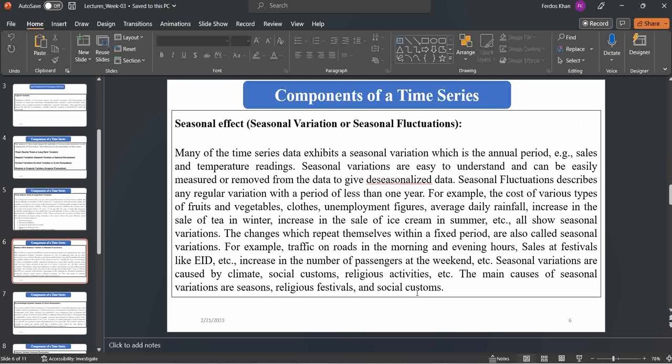of different things. In the summer, you can see the demand for cold drinks and ice cream increases, and in winter, the demand for hot drinks like tea and coffee increases. So these are all seasonal phenomena.